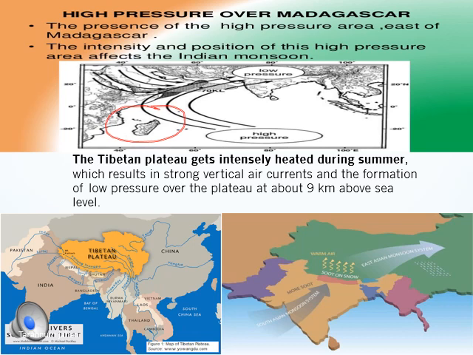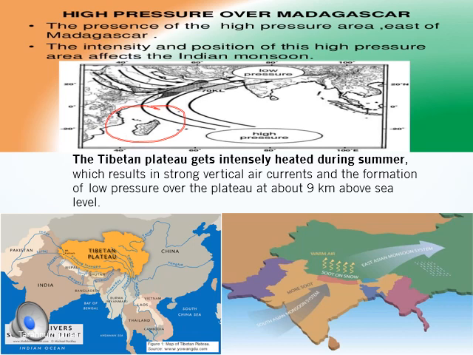So here we get the proof: even Madagascar, which is completely different, in the north of Africa, we have Madagascar, and it is affecting the Indian monsoon. Now the next factor is the Tibetan Plateau getting intensely heated during summer. Now how does this Tibetan Plateau get intensely heated during summer and how is it influencing the monsoon in India?